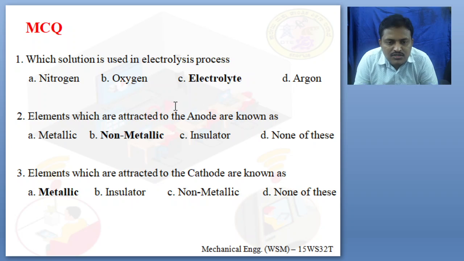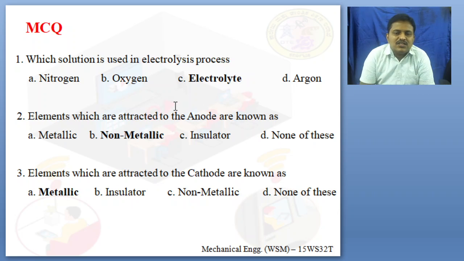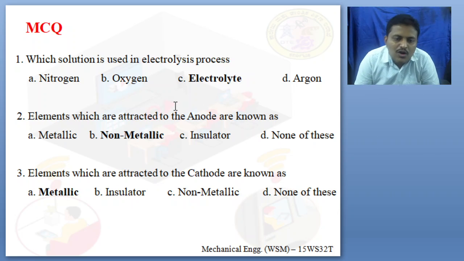Let us see the third question. Elements which are attracted to the cathode are known as. In the last question I have explained it. It is metallic. Neither an insulator nor non-metallic nor none of this. So elements which are attracted to cathode are known as metallic. So the answer is option A.